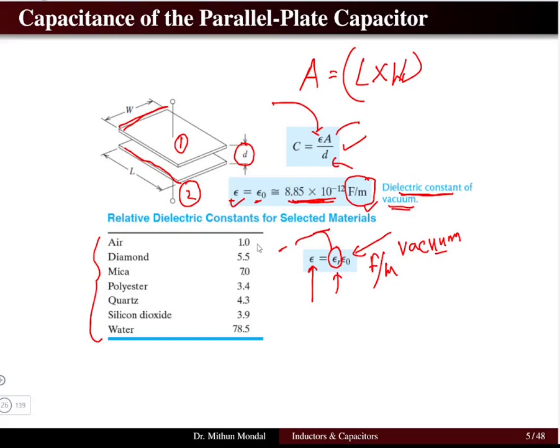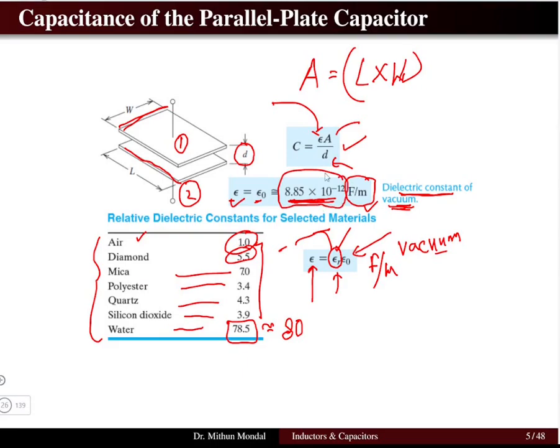If you take some values of the dielectric, like air, the value is 1, because for the vacuum it is 8.85 into 10 to the power minus 12. So for air, epsilon r will be 1. Diamond 5.5, mica 7, polyester 3.4, quartz, silicon dioxide, water. You can see for water, the dielectric constant is near 80. So you can remember these. This value is very important; it will either be provided in the question or you have to remember it. So the permittivity of vacuum is 8.85 into 10 to the power minus 12.